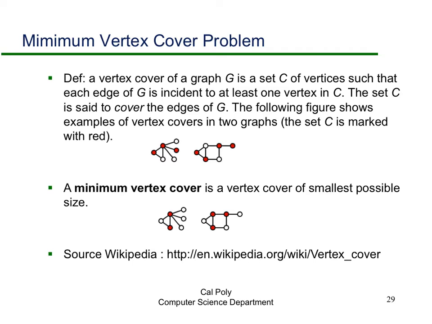In other words, you take any edge out of the graph, and at least one of its vertices will be in the vertex cover. And just like we look for a maximum independent set in general, we normally would be looking for a minimum vertex cover. But again, we'll just focus on the decision problem for vertex cover, which is to find a vertex cover of a given size.